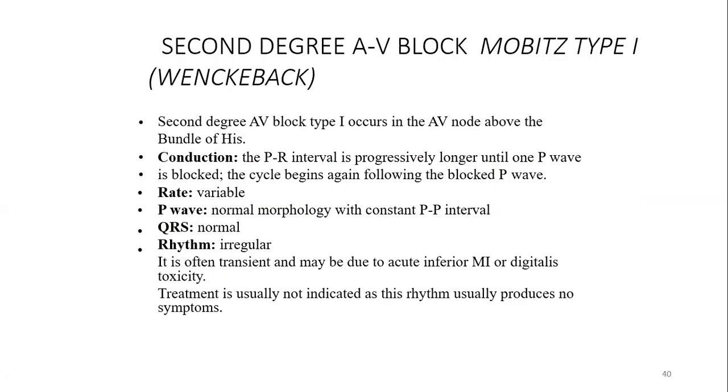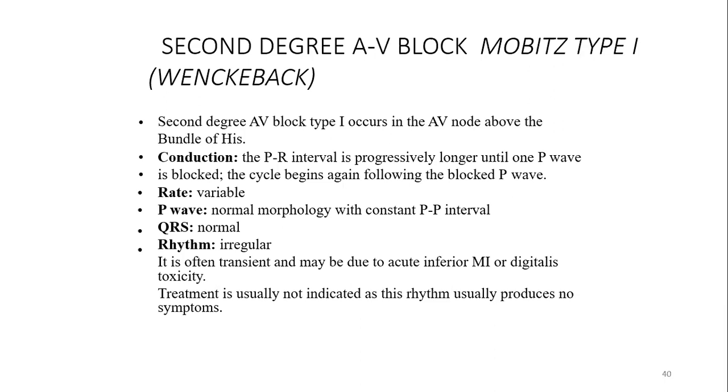Now there is a second degree AV block. It's also called the Wenckebach or Mobitz type 1. Here, in second degree AV block type 1, it occurs in the AV node above the bundle of His, like we've said before. In the conduction pathway, the PR interval is progressively longer until one P wave is blocked, and then the cycle begins again following the blocked P wave.